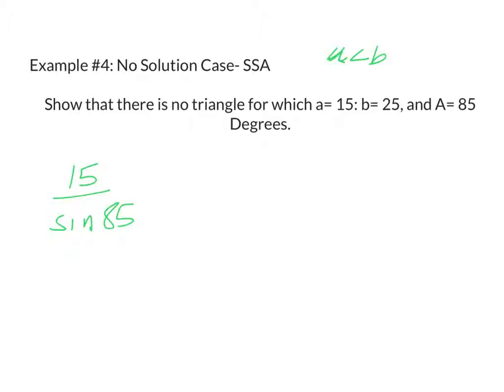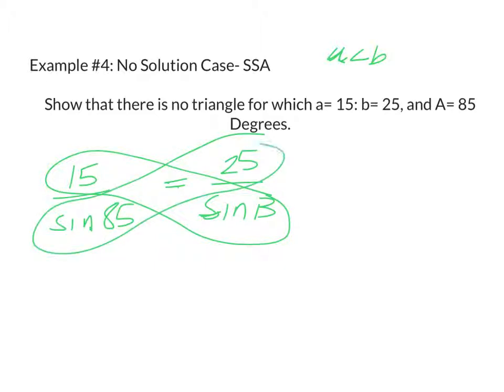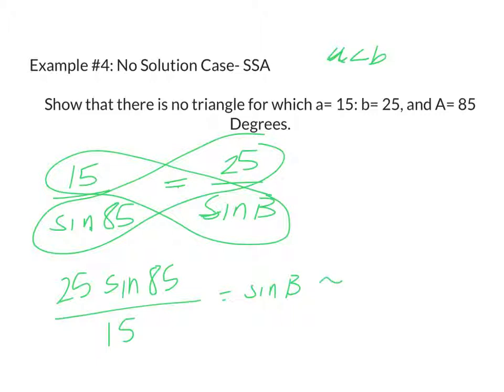So 15 over sine of 85 equals 25 over sine of B. We don't know what B is just yet, and that's what we would do to find it. So we would cross multiply, and you would have 25 sine of 85 divided by 15 would give you sine of B. Essentially that would give you about 1.66. Now you should be able to look at that and know that's not going to work, because the range of a sine curve only goes from -1 to +1, so 1.66 is outside of it.